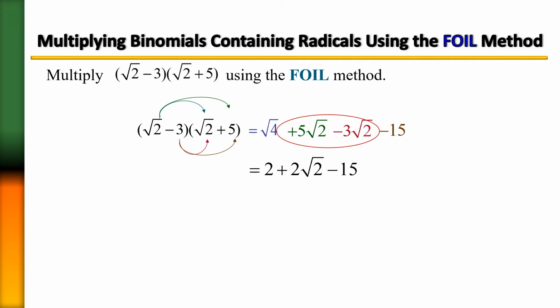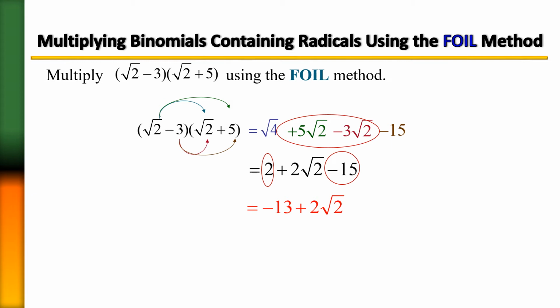Now what we can do, we can combine the first and last term because the first and last terms are integers. They're not radicals. So when I combine a positive 2 with a negative 15, I'm going to get negative 13 plus 2 radical 2.